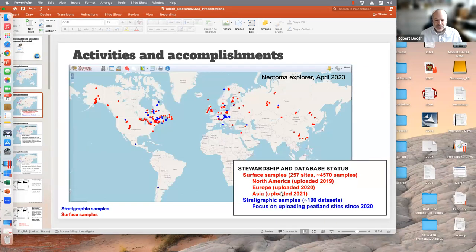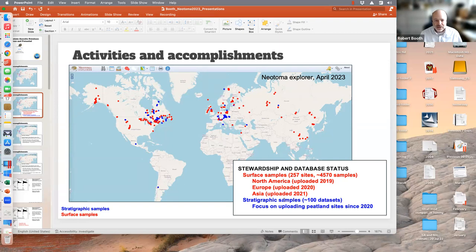In terms of the numbers here, the surface sample data set is now up to 257 sites, over 4,500 samples. The progression here is we started uploading these sites back in 2019, mostly focusing first on North America. The European data was uploaded by the end of 2020, and then we tackled the Asian data in 2021. And then you can see the stratigraphic samples on here.